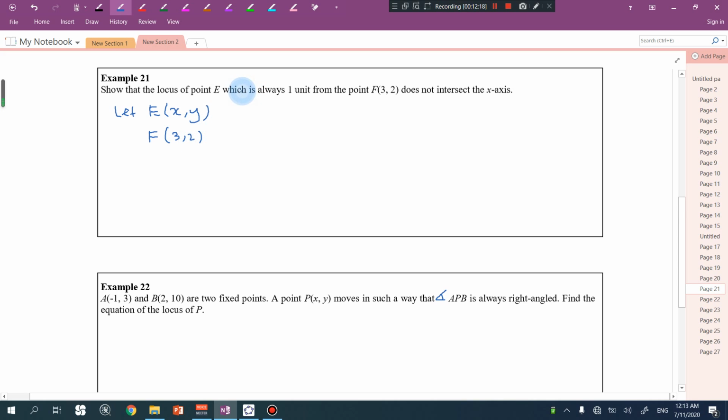So first, we need to find the locus of point E. Then only we can show the teachers this locus does not intersect the x-axis. EF is always equal to 1 unit. Same thing, we use the formula for finding the distance again. Square root of x minus 3 squared plus y minus 2 squared is equal to 1. And then the next part, we square both sides, so the square root will disappear.